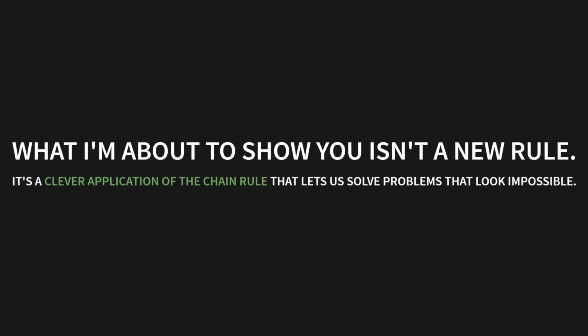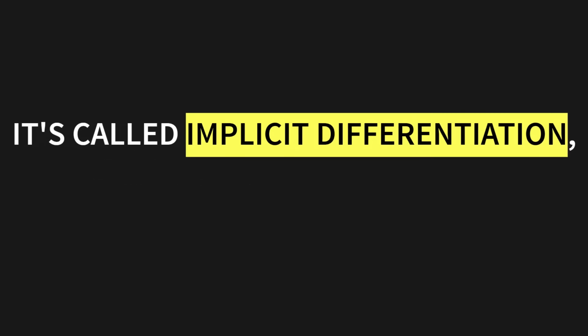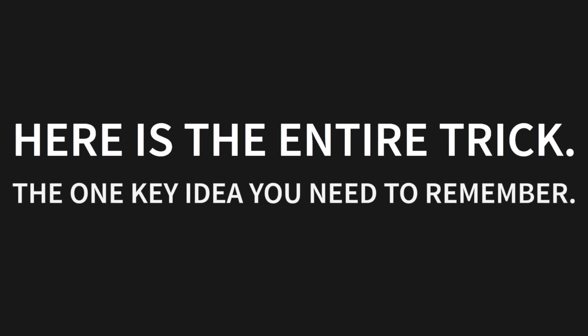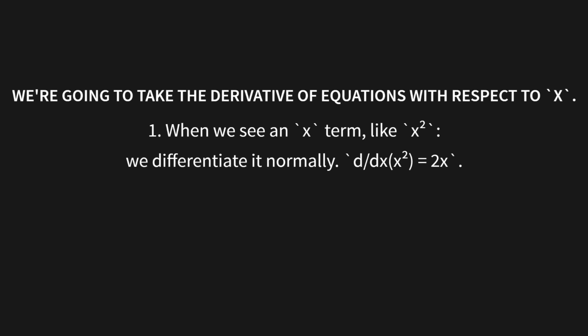What I'm about to show you isn't a new rule. Not at all. It's a clever application of the chain rule that lets us solve problems that look impossible. It's called implicit differentiation, and it feels like a cheat code. Here is the entire trick. The one key idea you need to remember. We're going to take the derivative of equations with respect to x. First, when we see an x term, like x squared, we differentiate it normally. The derivative of x squared is just 2x.